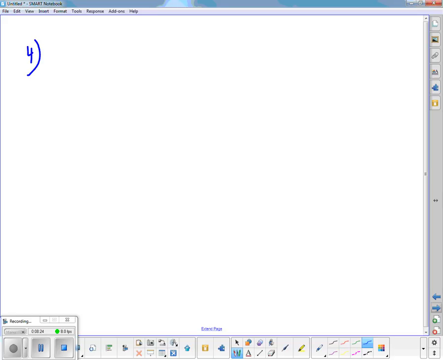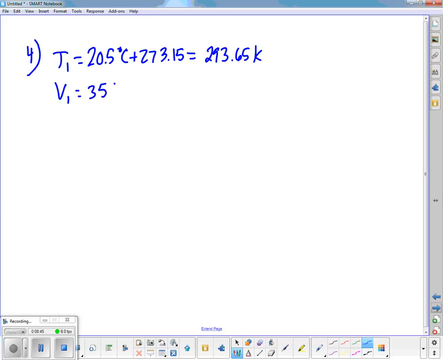Number 4. Okay, on number 4, it says I have a sample that has a temperature of 20.5 degrees Celsius again. So we end up with 293.65 K, and a volume of 350.0 liters. What is the volume? So I'm looking for V2, if the volume is reduced by half.